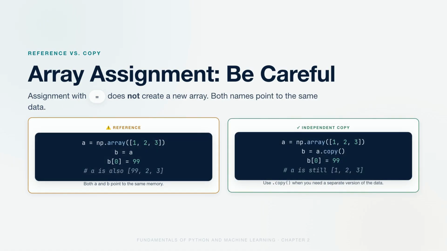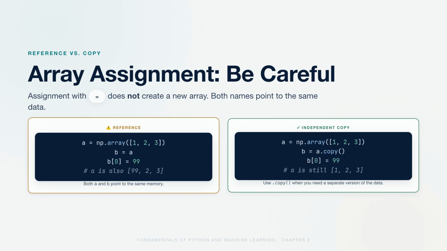One concept students should be careful with is array assignment. If we create an array and assign it to another variable, like a = np.array([1, 2, 3]), and then b = a, we might think we create a new copy of the array, but in many cases, b is not a separate copy. It's another reference to the same array. So if we change b, we may also change a. For example, b[0] = 99. Now the first value of a may also be changed.